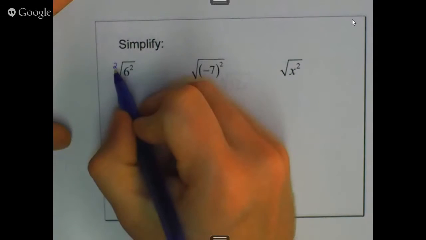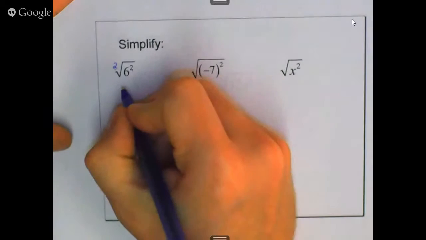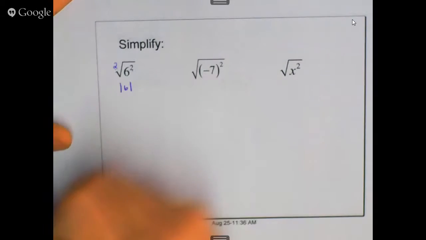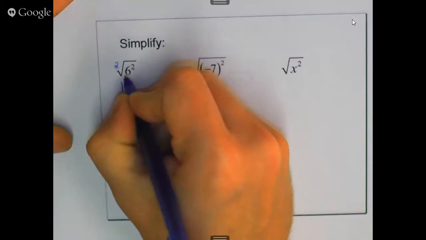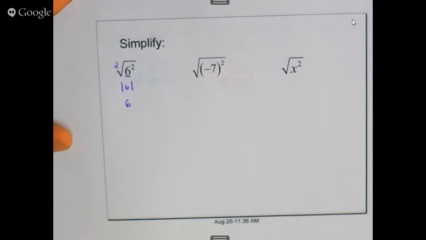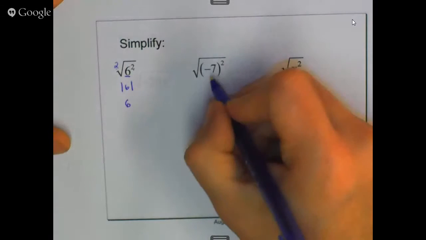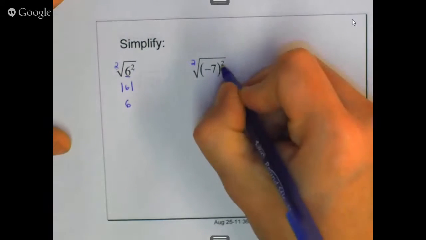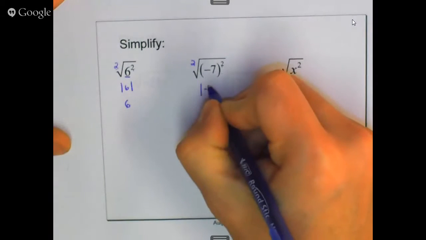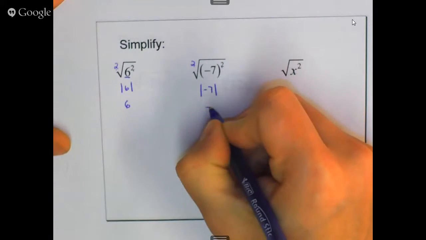Okay, so I have an even index and an even power. That's when I use the absolute value of 6. Okay, this number here, which is 6. Even index, even power. So I have the absolute value of -7, which is 7.